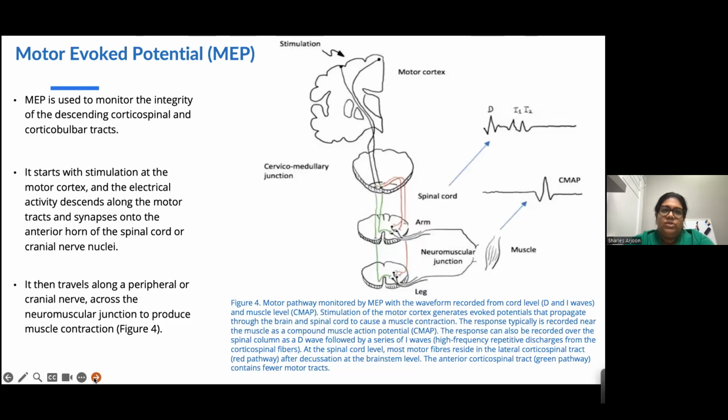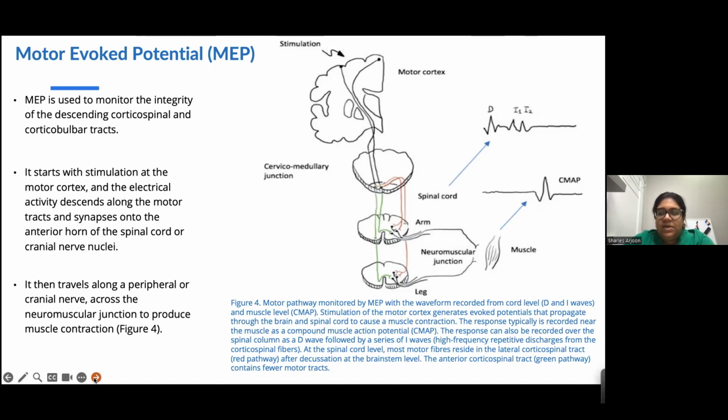Moving on to motor-evoked potentials, or MEPs, this is used to monitor the integrity of the descending corticospinal and corticobulbar tracts. It starts with stimulation at the motor cortex, and the electrical activity descends along the motor tracts and synapses onto the anterior horn of the spinal cord or cranial nerve nuclei. It then travels along a peripheral or cranial nerve across the neuromuscular junction to produce muscle contraction. So in Figure 4, we see the motor pathway monitored by MEPs, with the waveform recorded from the cord level with the D and I waves, which I will go into a little more later on, and the muscle level.